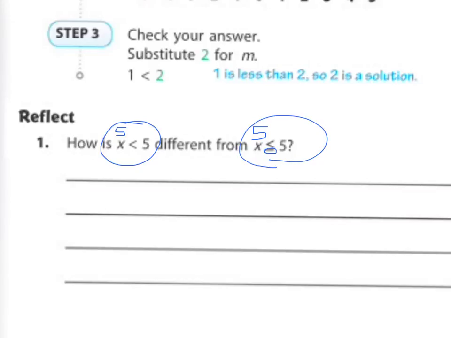What else could we put there? We could put a 3. 3 is less than 5. We could put a -20. -20 is less than 5. Could we put 18? No. 18 is not less than or equal to 5.